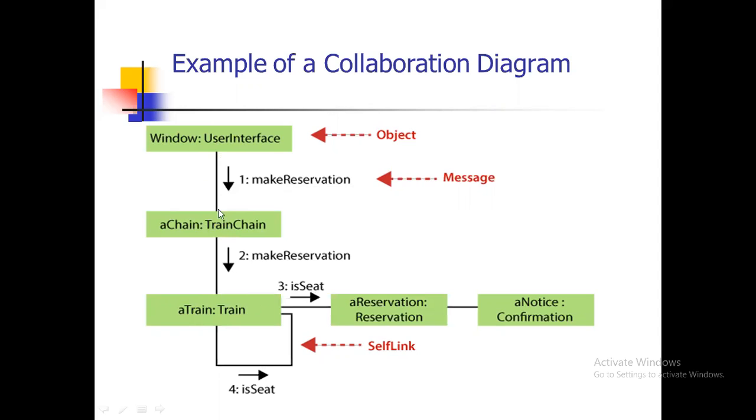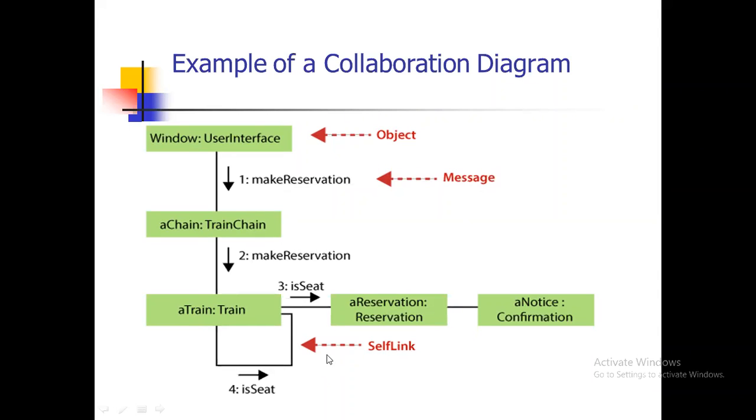See the flow for this collaboration diagram, that we are going to reserve a seat for the train. So first we make reservation, then through the object chain, then make reservation at a train, then see each seat is available for the reservation. If it is not, see the loop here.